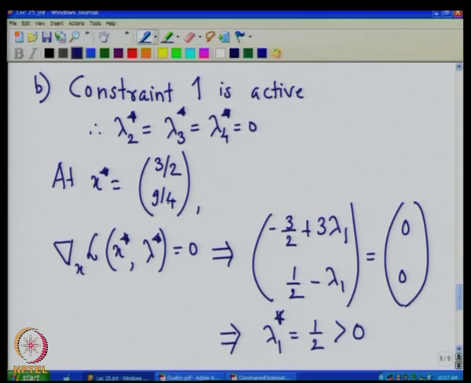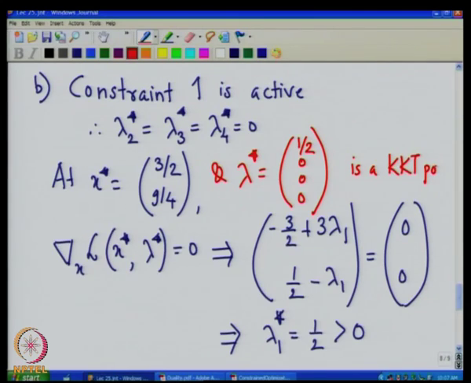So, therefore, this point x star equal to (3/2, 9/4) and lambda star equal to (1/2, 0, 0, 0), so (x star, lambda star) is a KKT point, because it satisfies all our requirements, and therefore, the first order necessary conditions are satisfied, and this being a convex programming problem, these conditions are also sufficient as the Slater's constraint qualification holds.